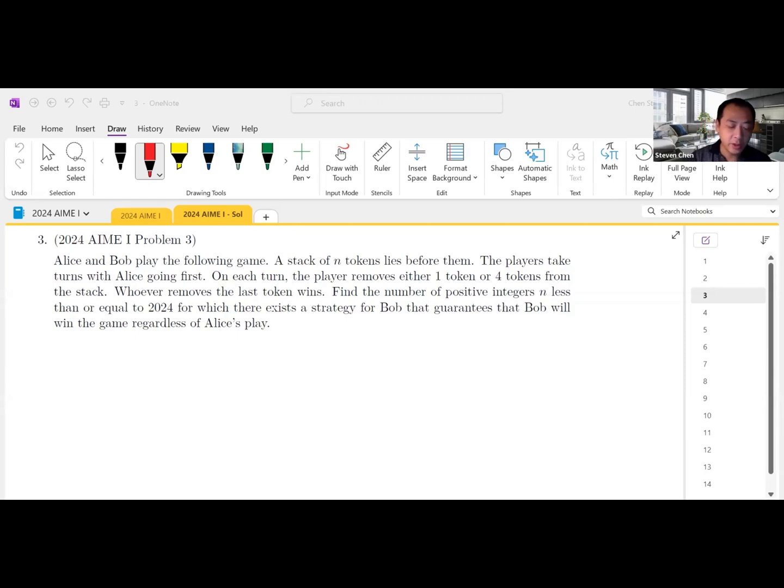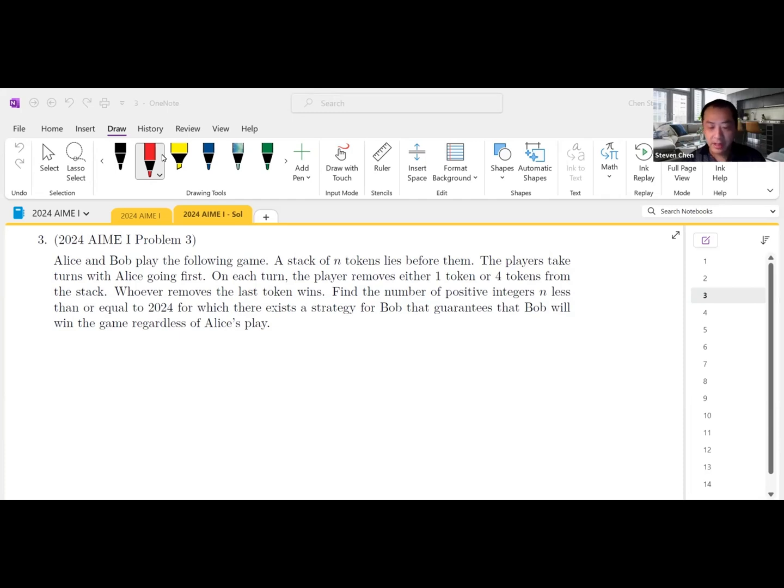Now let's look at 2024 AIME I Problem 3. This problem says that two people, Alice and Bob, play the following game. We have a stack of n tokens, and each turn, one person removes either 1 or 4, and they alternate. So we need to find a strategy that finally Bob wins the game, and whether such a strategy for Bob exists.